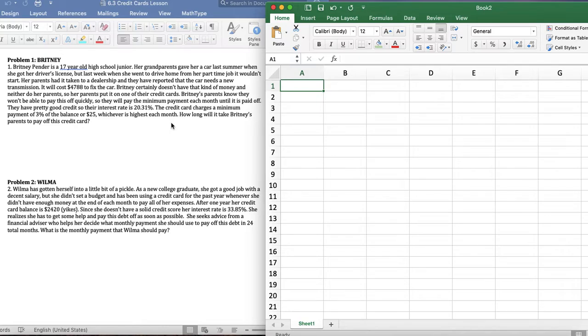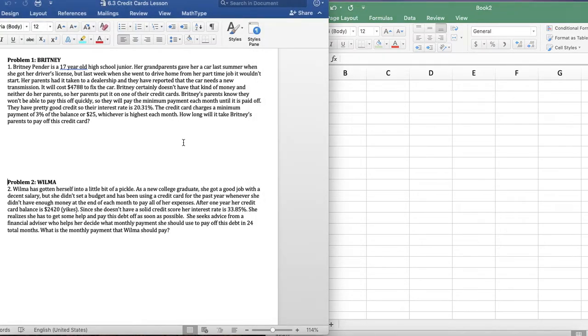So the first question is: Brittany Pender is a 17-year-old high school junior. Her grandparents gave her a car last summer when she got her driver's license, but last week when she went to drive home from her part-time job, it wouldn't start. Her parents had taken it to a dealership and they reported that the car needs a new transmission. It will cost $4,788 to fix the car.